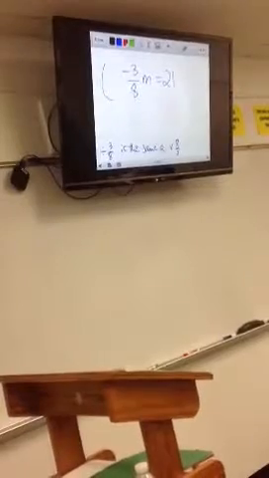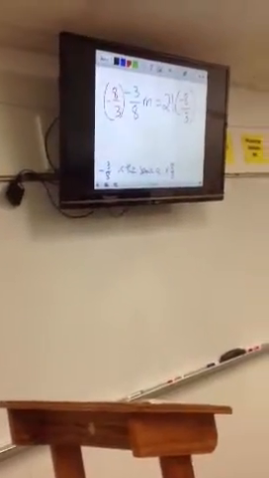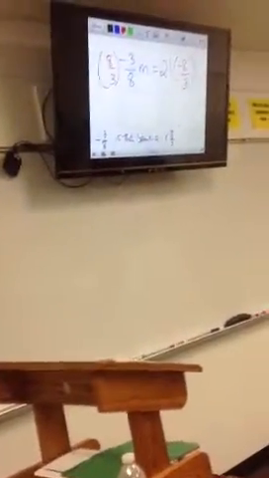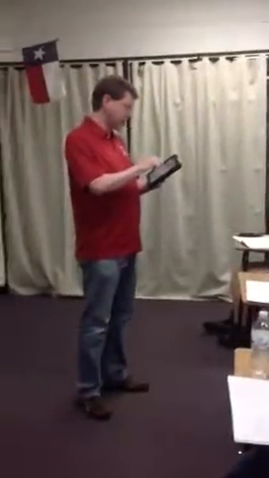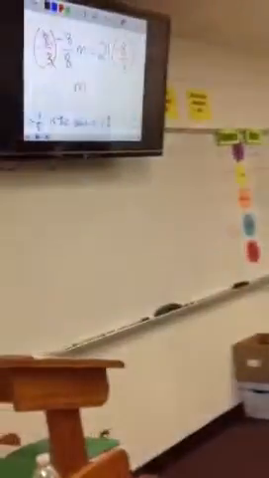Multiply by 8 over negative 3. Right, multiply by negative 8 over 3. So what do I have remaining on the left-hand side of this equation? The m. The 8's cancel out, the 3's cancel out, and I'm left with m.